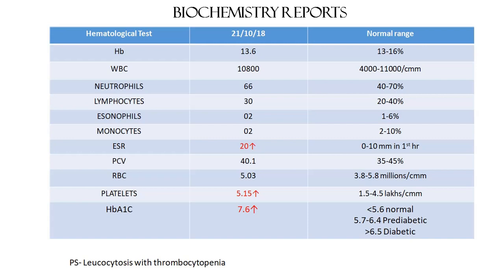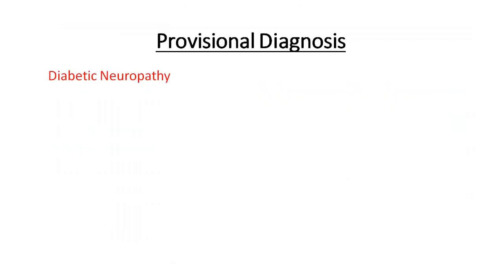Here the patient was already having diabetes since 4 years, and the patient was not adhering to the medication, and irregular physical exercise was also there. So the HbA1c of the patient was 7.6. So he was diabetic. So from the subjective and objective evidence, the provisional diagnosis made was diabetic neuropathy.